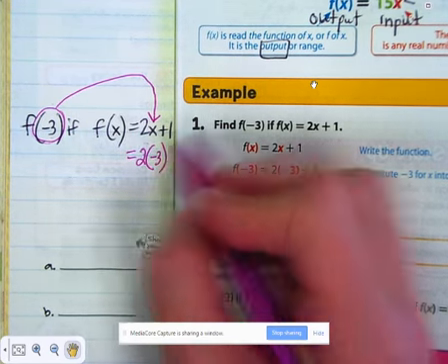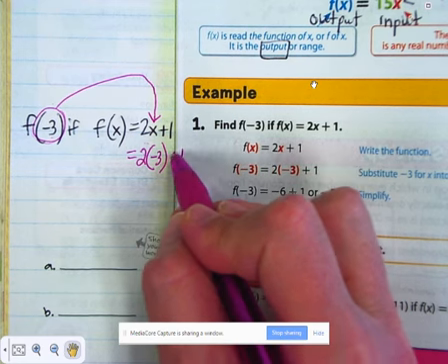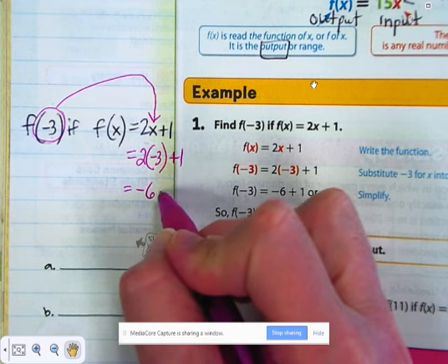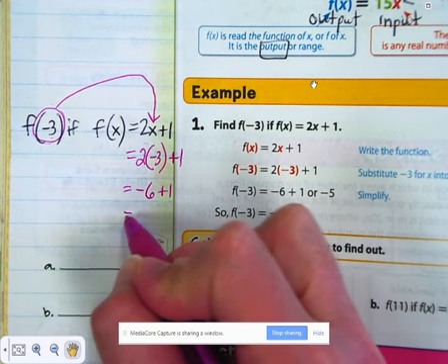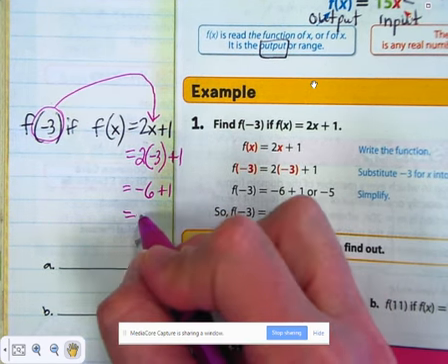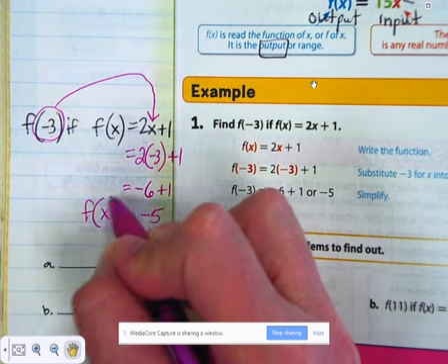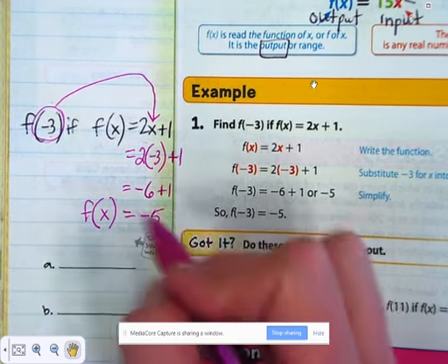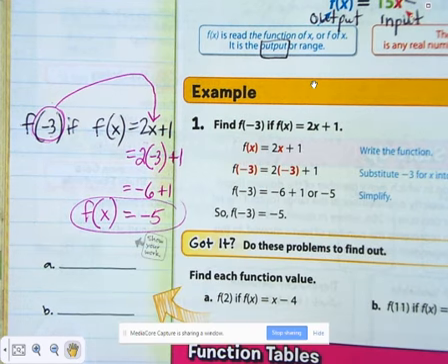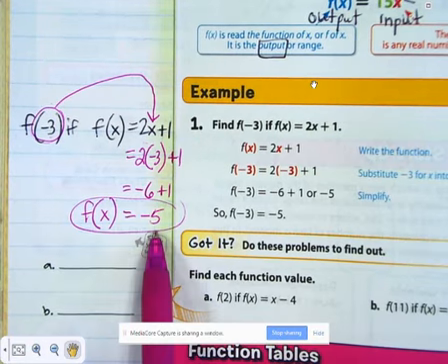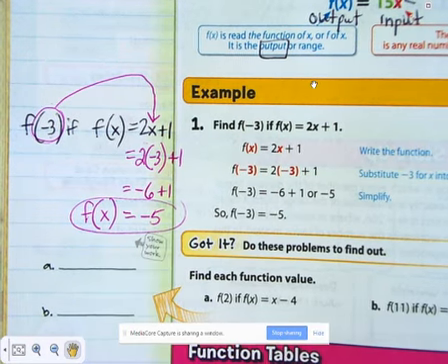You're going to input -3. On this side, we have to multiply first, so we get -6 plus 1, and then solve that, and you get -5. So your function of x equals -5. This is your answer. When we input -3, we get an output, an answer, of -5. Okay, let's try another one.